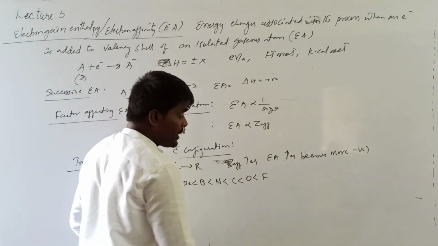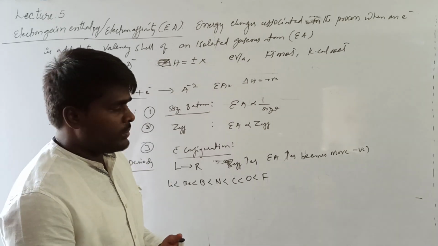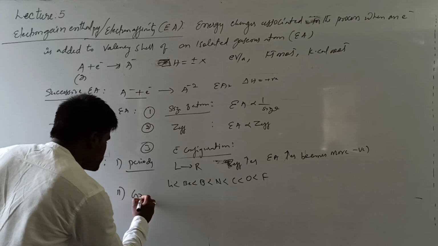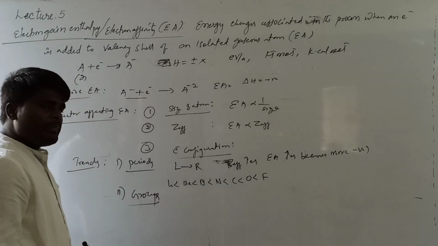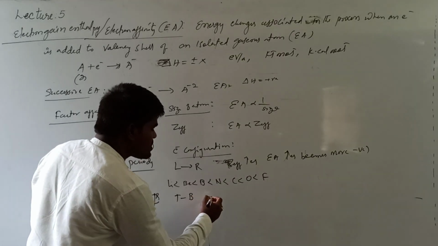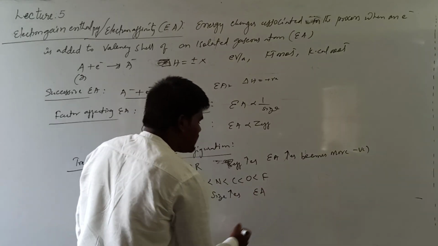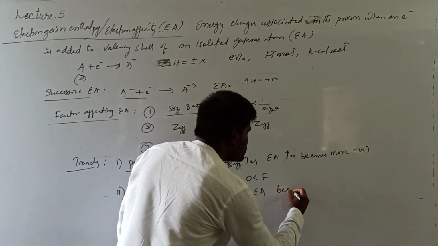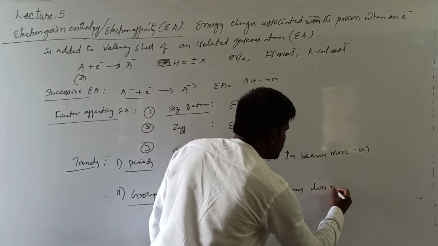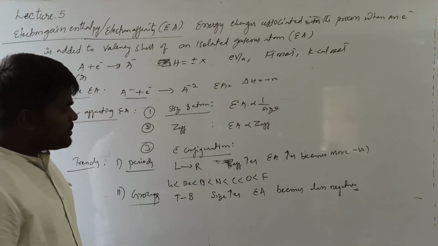Then what happens? Left to right, electron affinity will become more and more negative. The amount of energy released will increase. If you are talking in case of groups, top to bottom in a group, what happens? Size increases, so electron affinity becomes less negative, that means it decreases. This is a trend also.